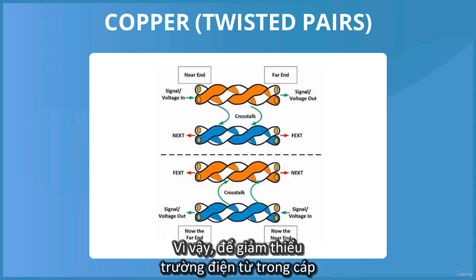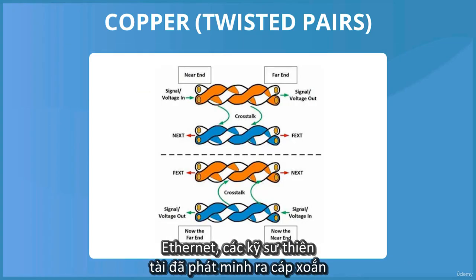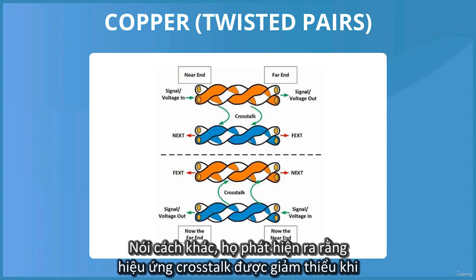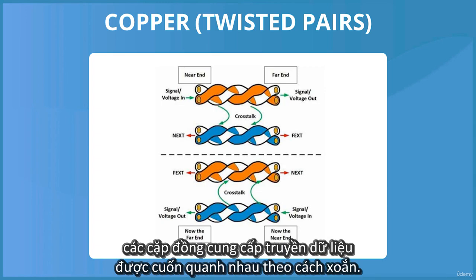So in order to minimize this magnetic field in that Ethernet cable, genius engineers discovered twisted pair. In other words, they discovered that the crosstalk effect is minimized when copper pairs that provide data transmission are wrapped around each other in a twisted way.